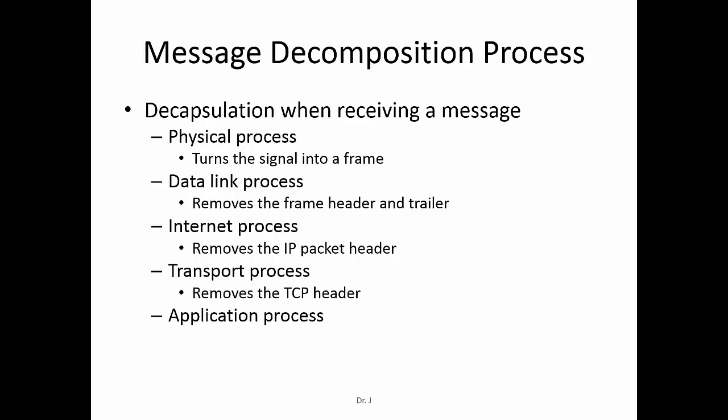Then the transport process will do the same thing. Remember, this time we're not adding headers, but simply removing them. In this case, it will be removing the TCP header, which is used to identify the target application that is supposed to receive the data. Once you know what application is receiving the data, it is sent to the target application process, and then the application process will use the data for its processing.